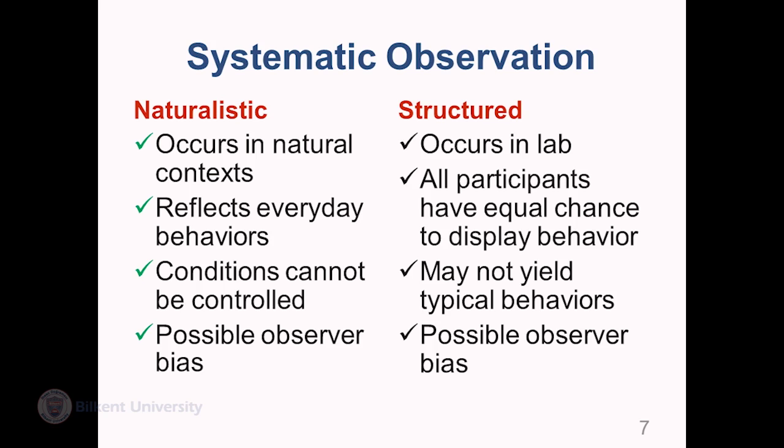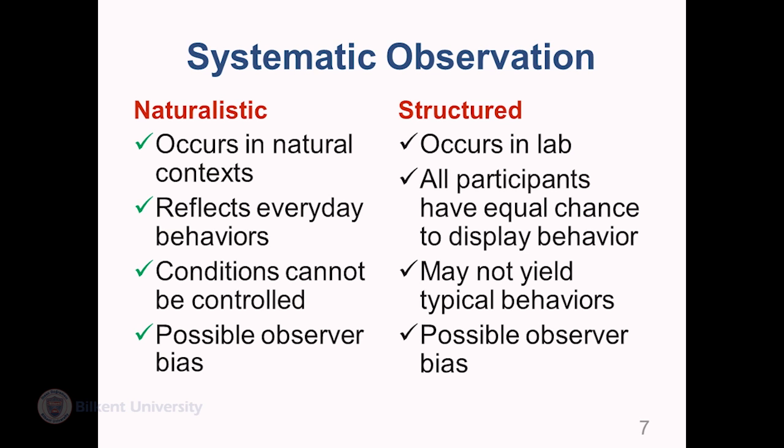So there are different types of observation. Two types we're going to talk about. There's naturalistic observation, and there's structured observation. Naturalistic observation, as can be understood by its label, happens mostly in natural contexts. This is in contrast to structured observation, which usually, but not all the time, happens in the lab context. Okay.